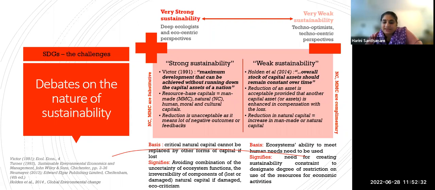And it signifies that, given the combination of uncertainty of ecosystem functions, the irreversibility of components, and the loss or damage of these components, it is justified that we go with strong sustainability at the core of sustainable development. So ecosystem functions can be lost over time. Also, there can be irreversibility of the services or the components of the ecosystem itself if it is lost. For example, if all the construction waste is dumped into a lake and it gets converted into land where construction happens, it is irreplaceable. You cannot bring it back as a lake environment.